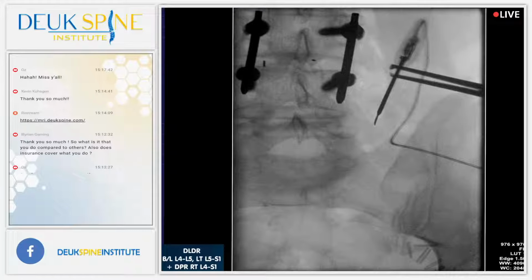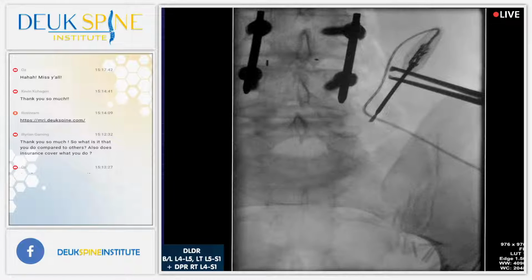Therefore, we have developed new treatments that are better than what was there before. And we did it because we want people's pain gone. We don't want them coming back.